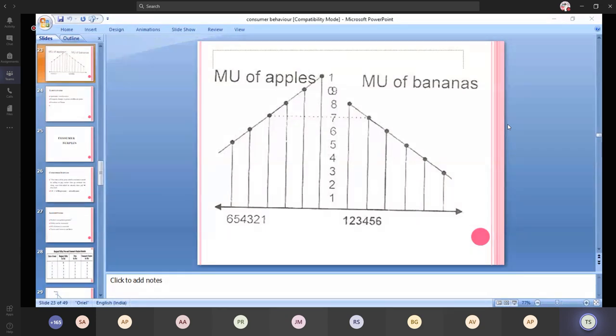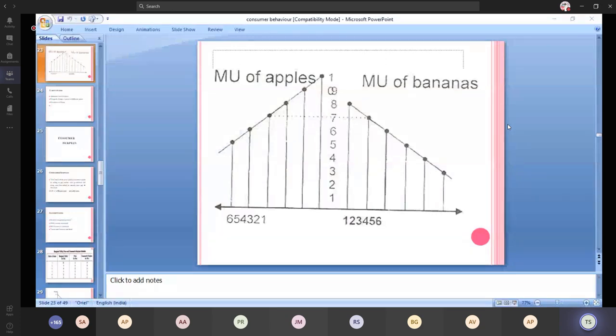So check it in the table. The fourth unit of apple, marginal utility is equal to 7, and the second unit's marginal utility, that is for the B commodity, it's also 7. So the marginal utility of A is equal to the marginal utility of B. So this is the theory which was given by the author Marshall based on these assumptions. Is it clear, guys?